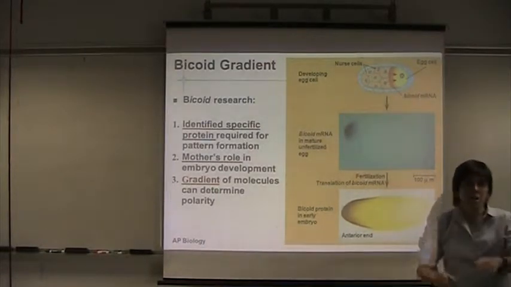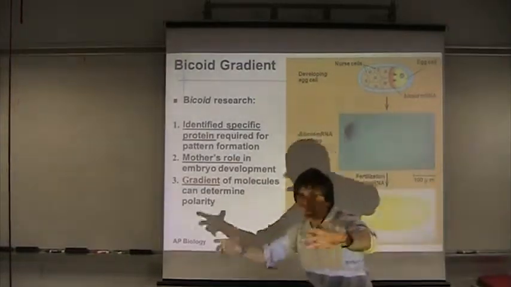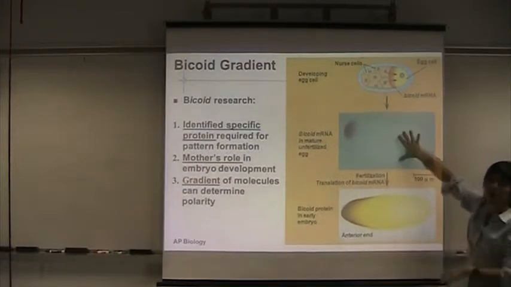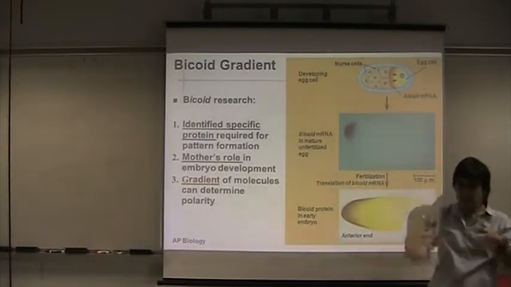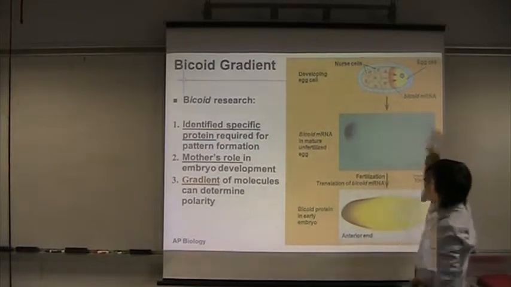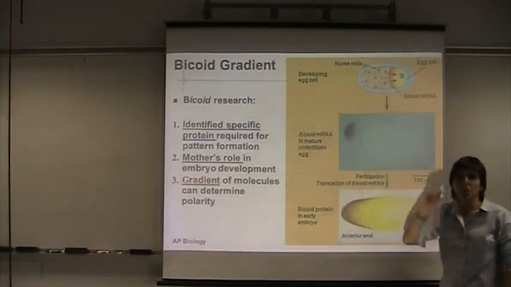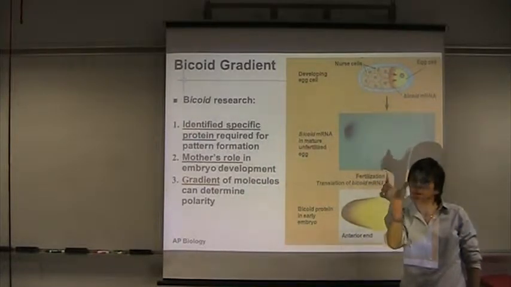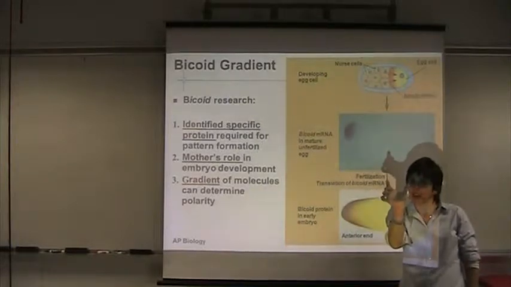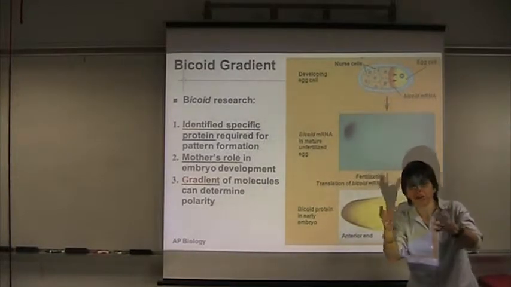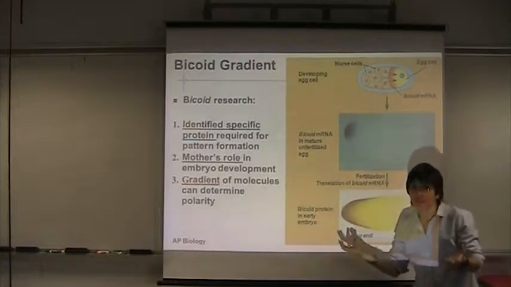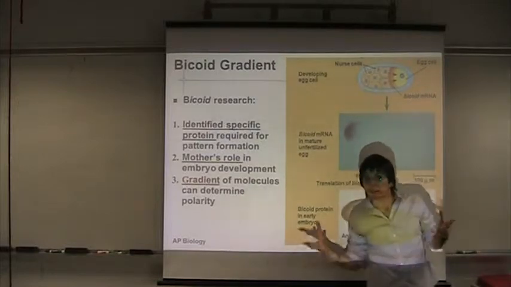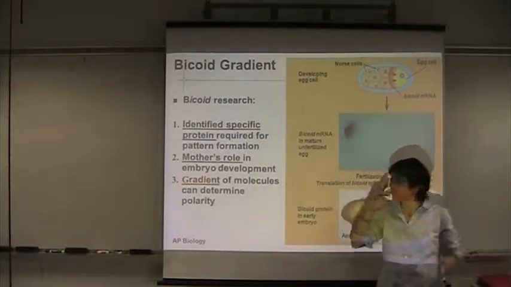When the egg is fully mature and ready to be released and be fertilized, here is your egg. And now this is a real picture of a fruit fly egg that has been stained to show the presence of messenger RNA that codes for bicoid protein. So messenger RNA. The gene is called bicoid. It produces bicoid messenger RNA, and this bicoid messenger RNA is going to make a protein eventually called bicoid.